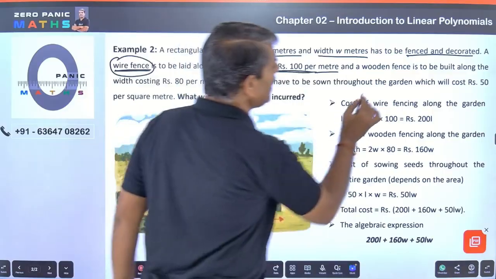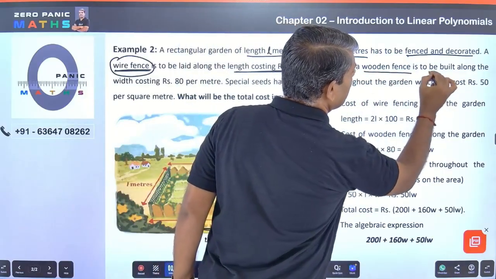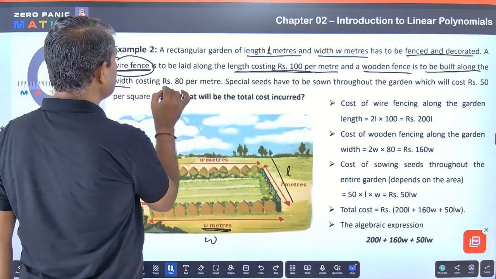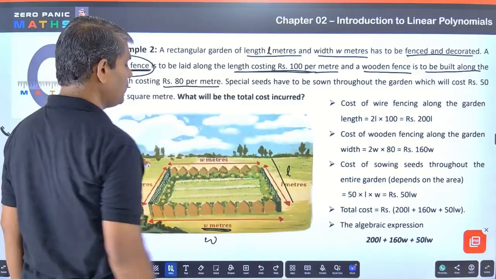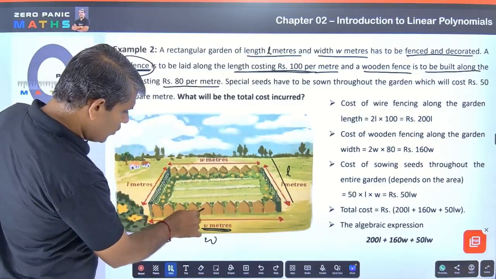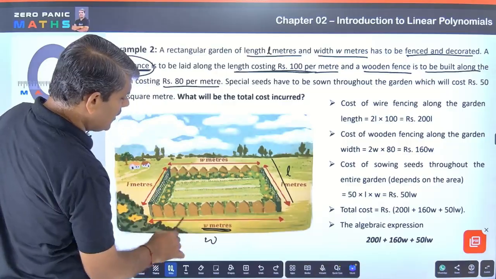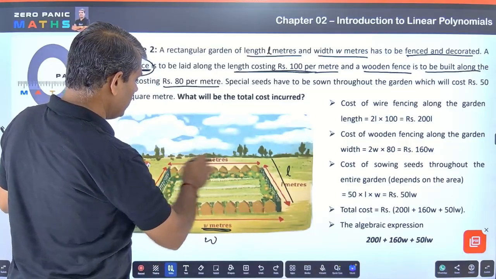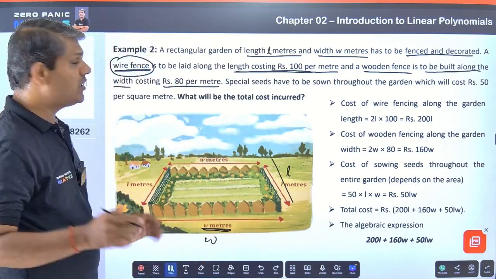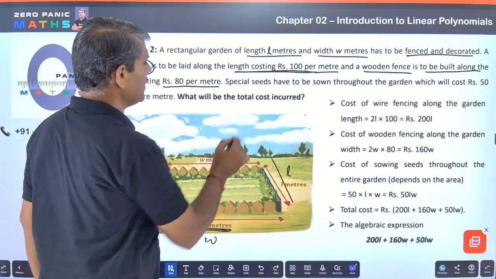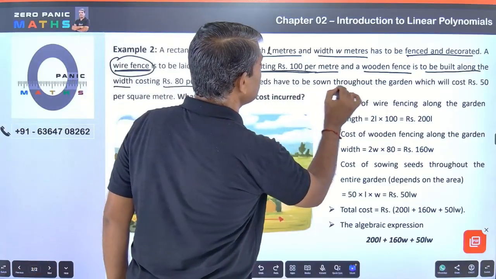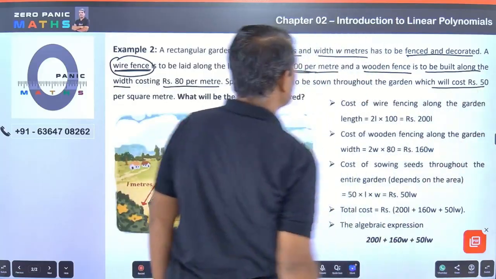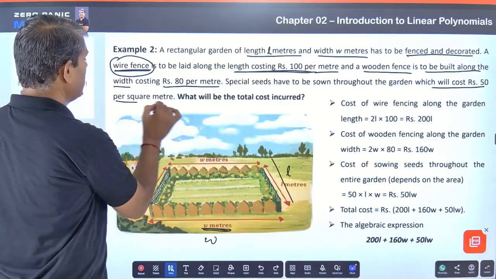Similarly, a wooden fence is built along the width, and how much does it cost? It is 80 rupees per meter. You can see the wooden fences here, towards the width of that, on the width side, and that costs 80 rupees per meter. Special seeds have to be sown throughout the garden, which will cost 50 rupees per square meter.